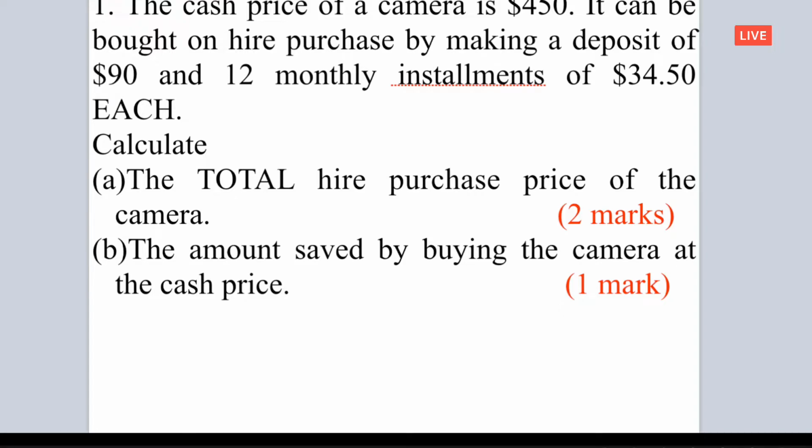Now, the cash price of a camera is $450. It can be bought on hire purchase by making a deposit or a down payment of $90 and 12 monthly installments of $34.50 each. Now in this example, we are asked to calculate the total hire purchase price of the camera. Now, pay attention, it is worth 2 marks for part A. And part B asks us the amount saved by buying the camera at cash price.